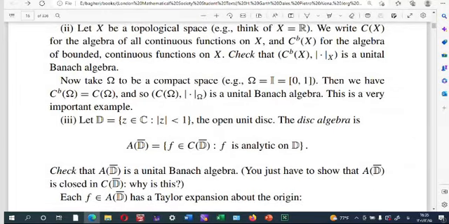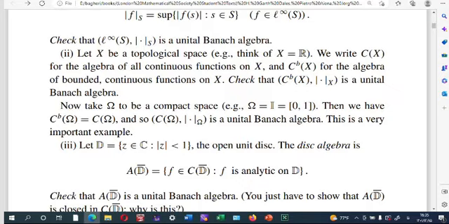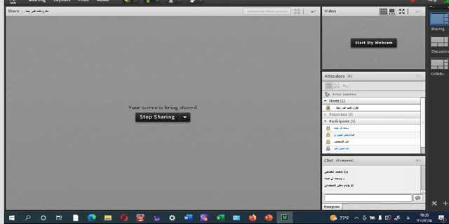And we have this example 2. Let X be a topological space. Any topological space. Dear students, do you have the definition of topological space? Do you understand the definition of topological space? Let me write this for you.